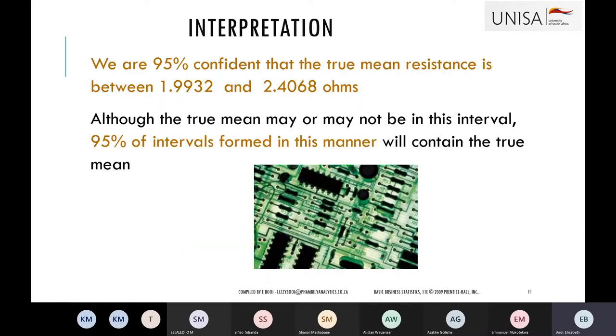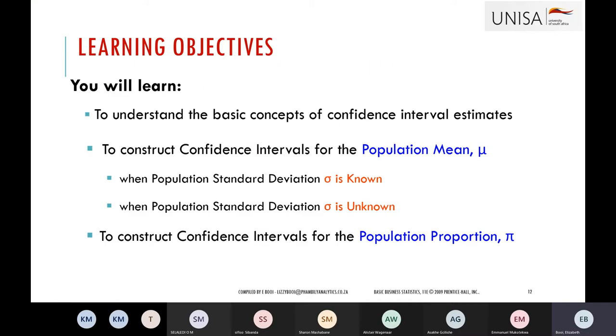That's what we learned last week. We also learned how to interpret it, but it's not required for you to know how to do the interpretation. So today we're going to continue learning some of the basic concepts of confidence interval. We've learned how to construct the confidence interval where the population standard deviation is known. So today we're going to learn where the population standard deviation is unknown. And then on Wednesday, we do the proportion.